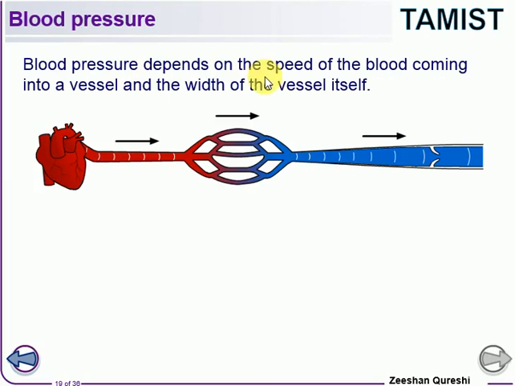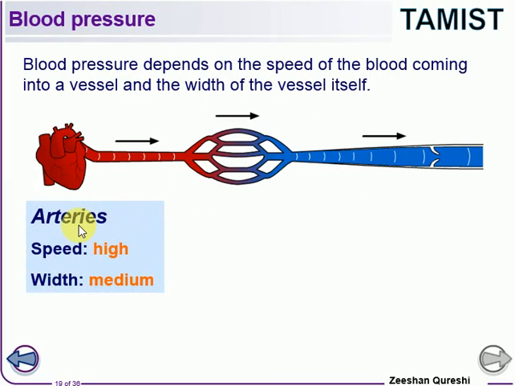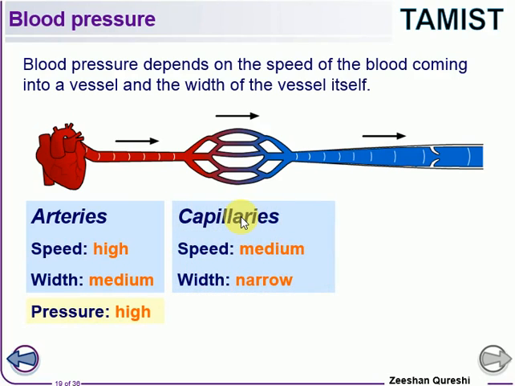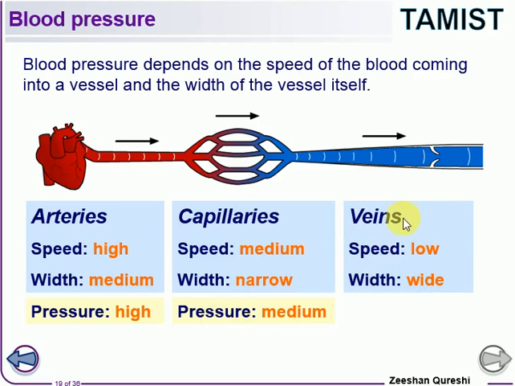Blood pressure depends on the speed of the blood flowing through the vessel and the width of the vessel itself. In the arteries, the blood has a higher speed, the width is medium, and the pressure is higher. In the capillaries, the speed is medium, the width is narrow, and the pressure is medium. In the case of the veins, the speed is low, the width is wide, and the pressure is low.